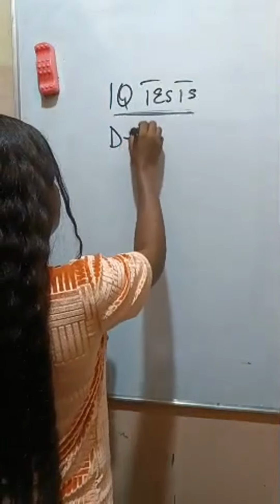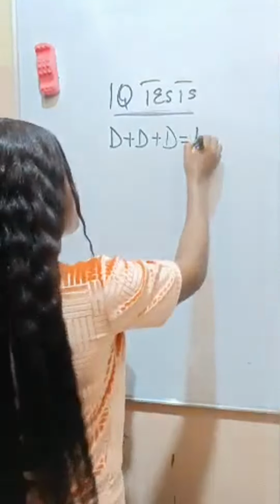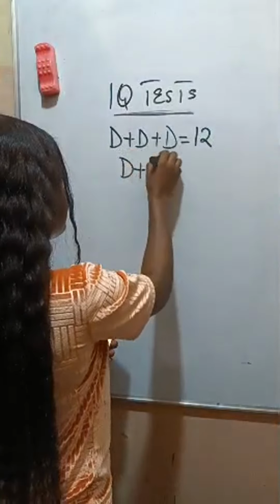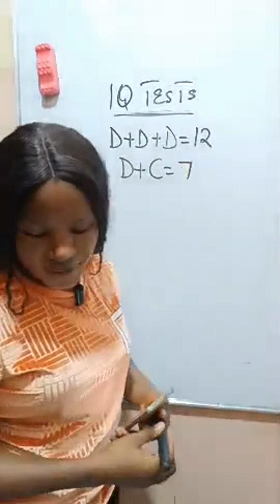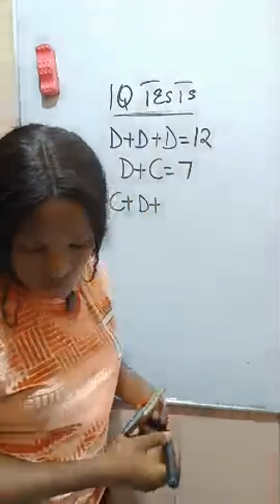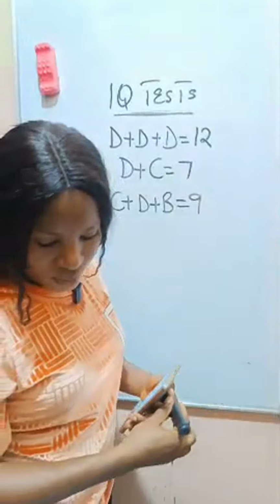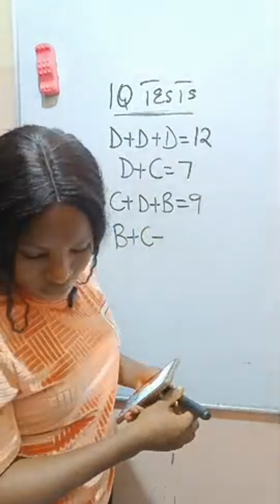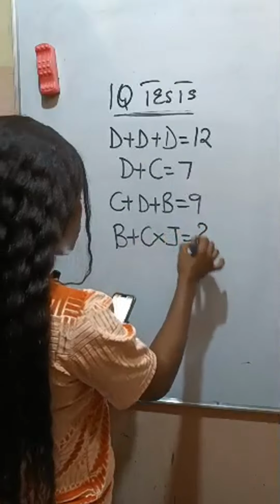d plus d plus d is equal to 12. Please, if you get the answer, don't say how you got it, okay? I know why I'm saying this. Just say the answer and let others think it through. So you have c plus d plus b is equal to 9. Then we have b plus c times j is equal to what?